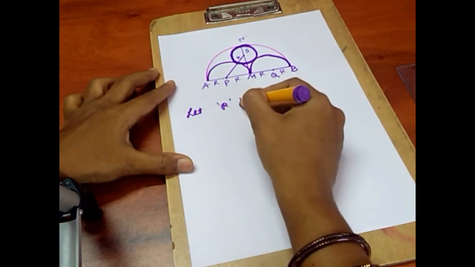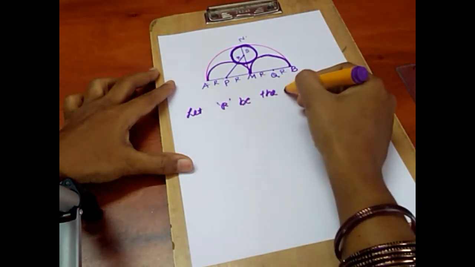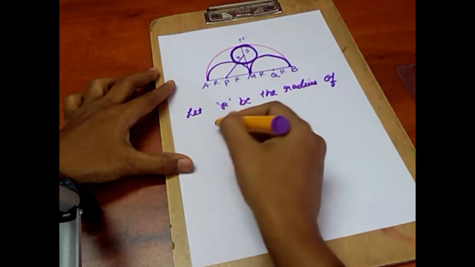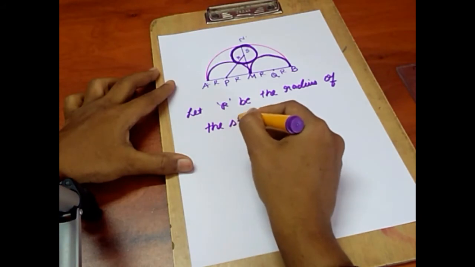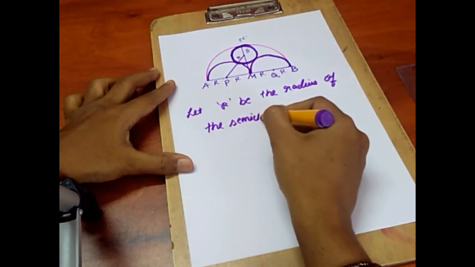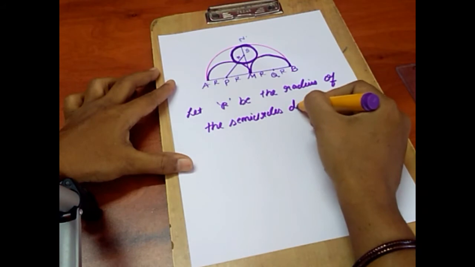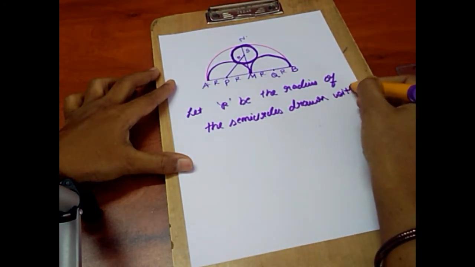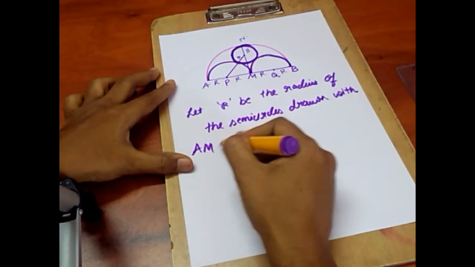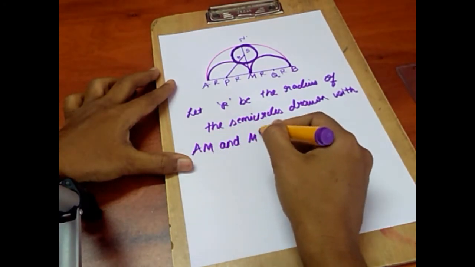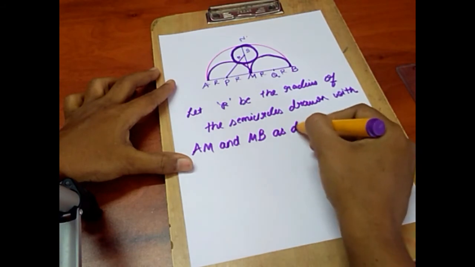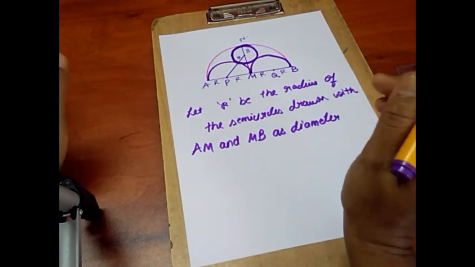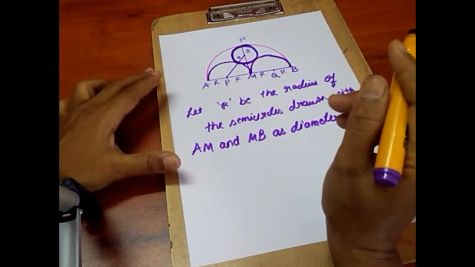Let R be the radius of the semicircles drawn with AM and MB as diameter. This is my point 1.